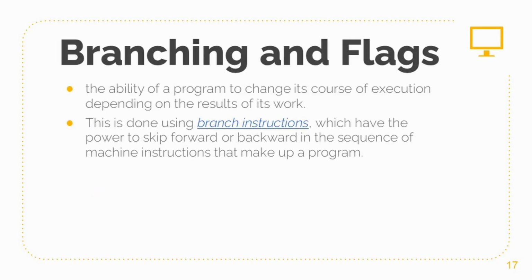Branch instructions are a crucial aspect of program control flow, enabling the program to change its execution path based on conditions or results of previous computations. These instructions allow the program to skip forward or backward in the sequence of machine instructions, thereby altering the program's flow of execution. Here's how branch instructions work.